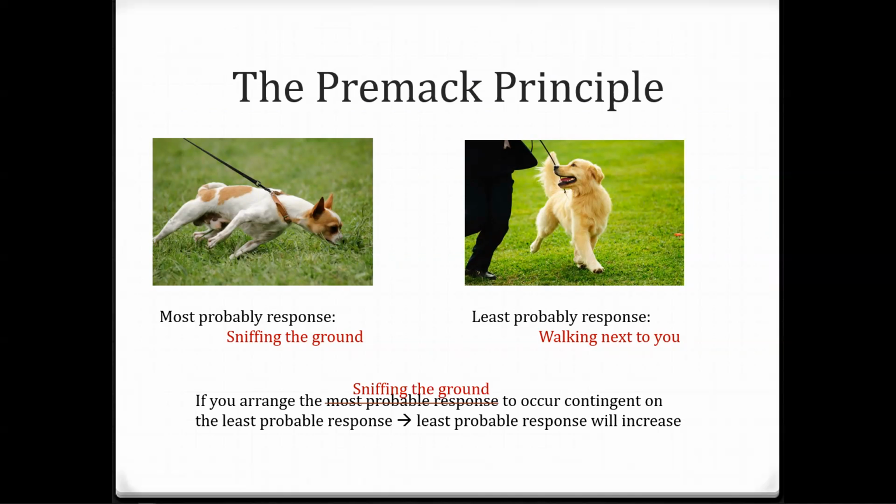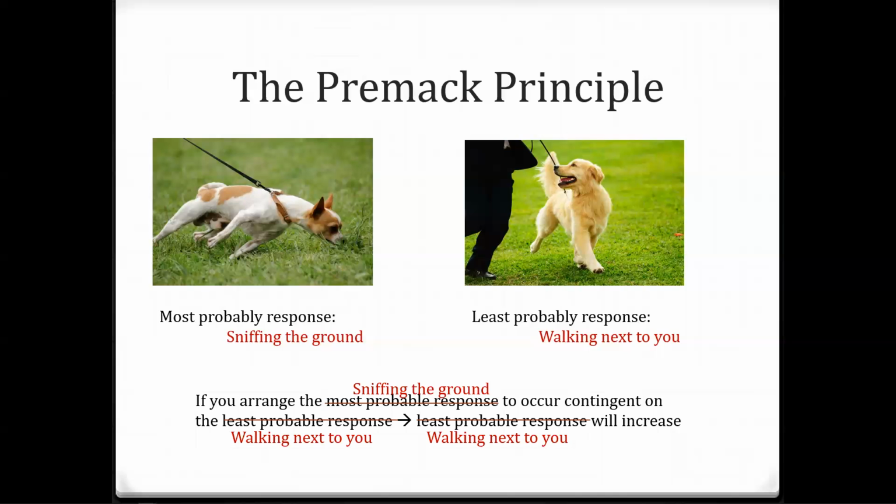So if you arrange the most probable behavior, sniffing on the ground, contingent on walking next to you, then the least probable behavior, walking next to you, will start to increase. So this is an application of the Premack principle to identify a behavior that is potentially reinforcing and then apply that to increase certain behaviors.